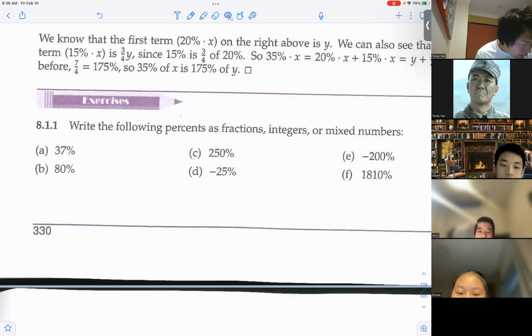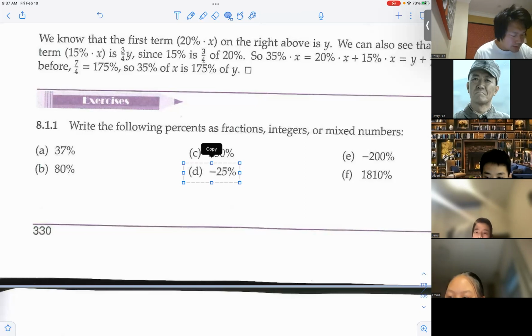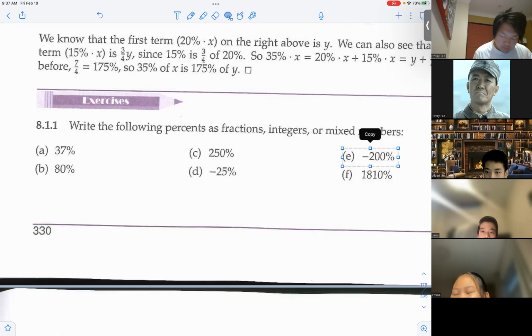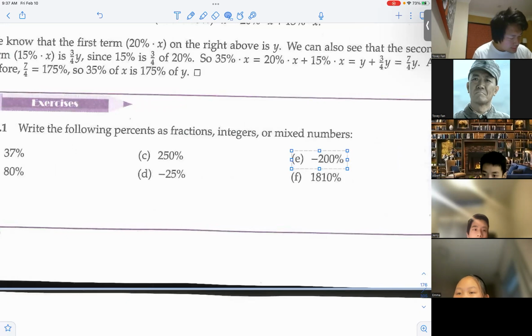So let's just go quickly. What about D? How do you change this into a fraction? Negative 25 over 100. Yes. And then you simplify this, negative one quarter, right? Yeah, 25 to 100, that's a quarter. What about this? Negative 200 over 100. And you simplify, you've got what? Negative 1.